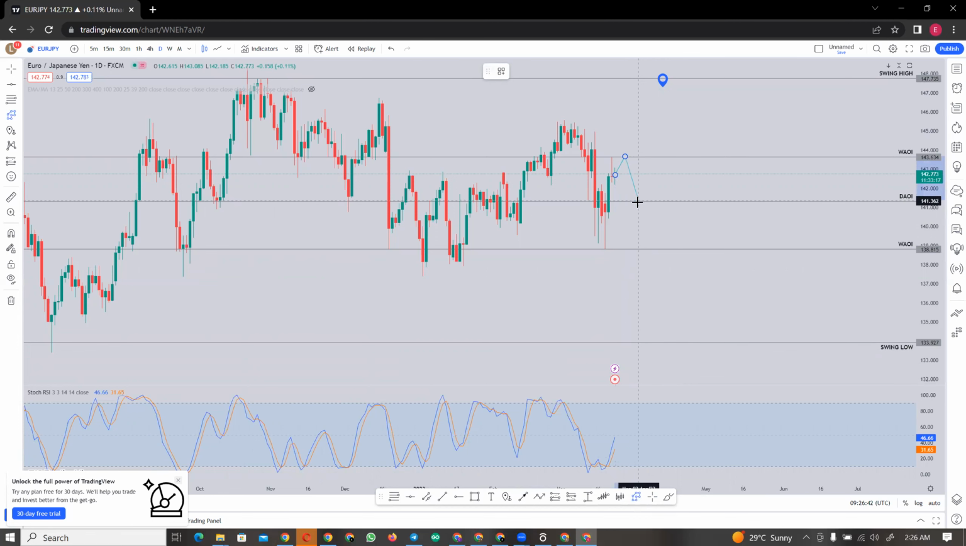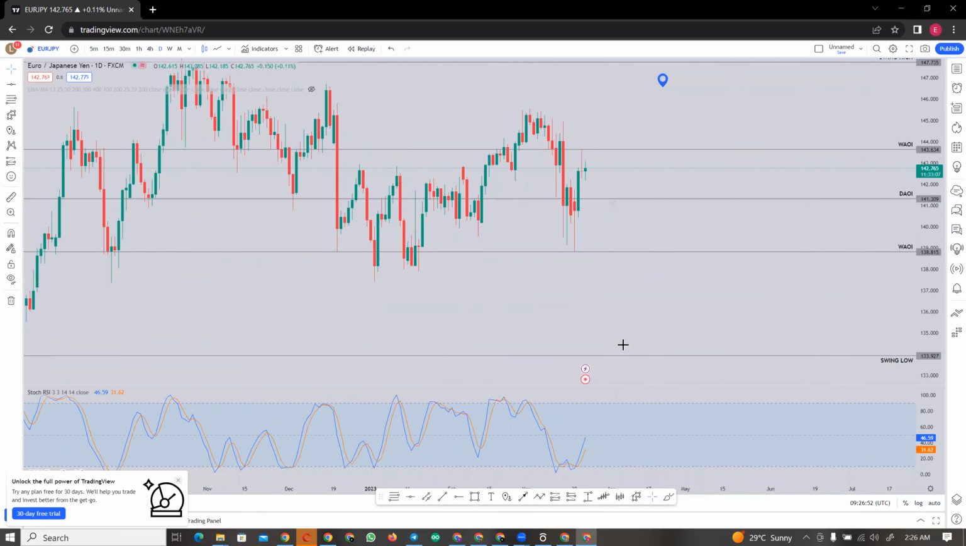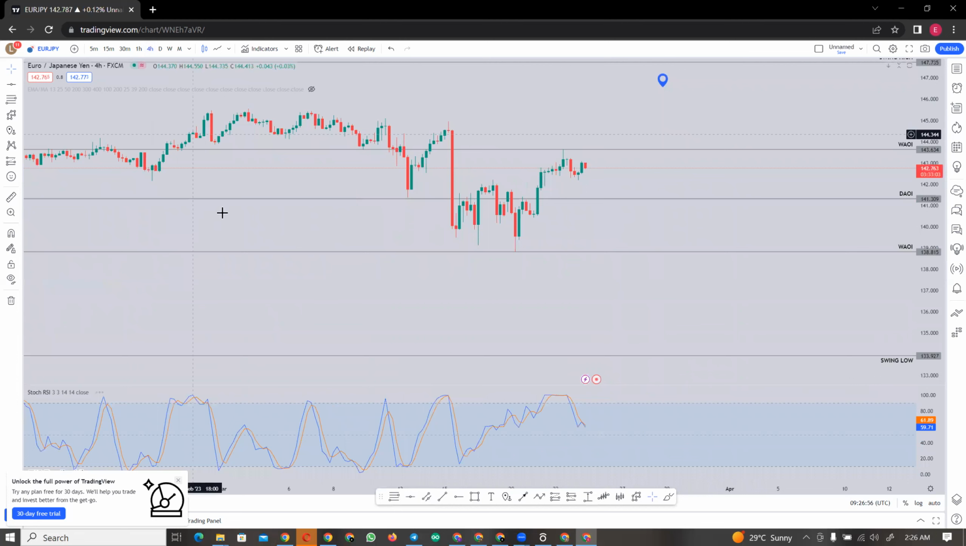Take a sell, or if market comes down here, we take a buy. So that's just it. It's that simple. Then you go down to 4-hour time frame. 4 hours is where normally you will take your entry.